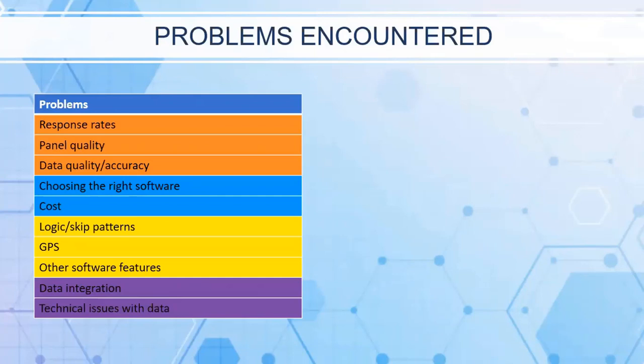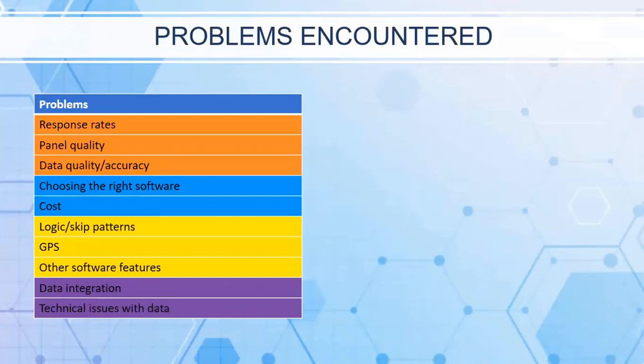Some of the problems were to do with response rates and the quality of the market research that's been conducted. That might be the quality of the data, the accuracy of it, whether the people in the panel were relevant. And then there was another group of issues, which was actual software issues themselves in terms of choosing the right software, and in many cases, the cost that's incurred. So the difference between low-cost software packages and the dearer ones that are out there on the market.